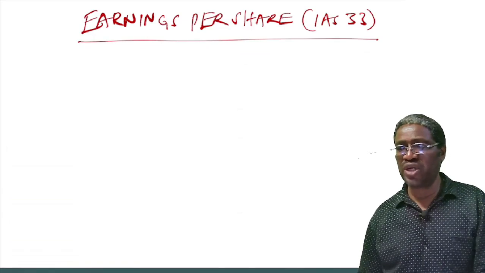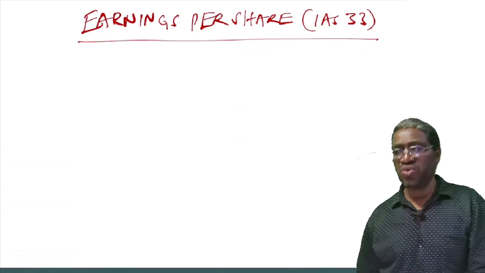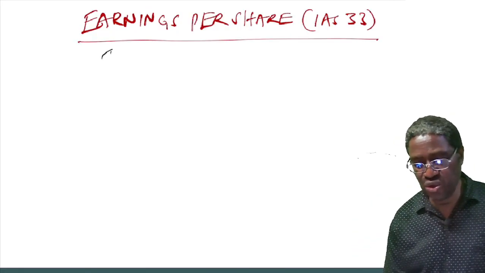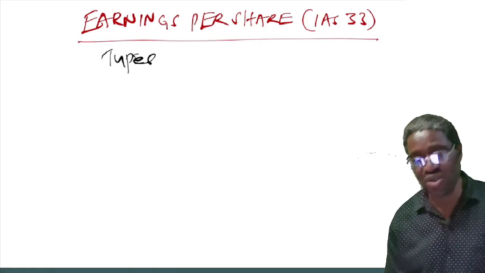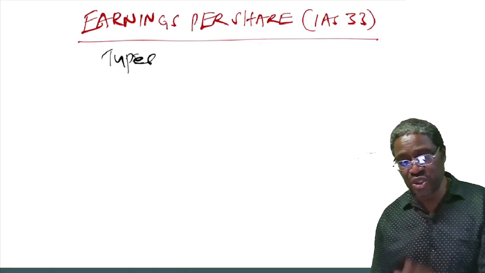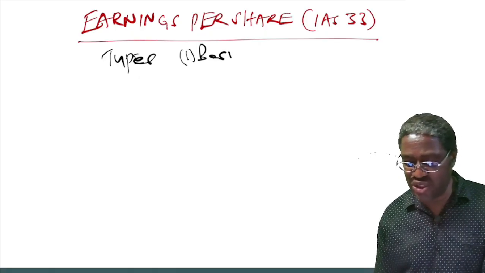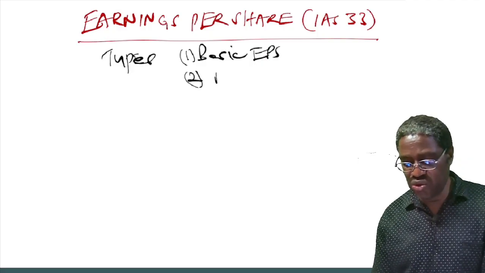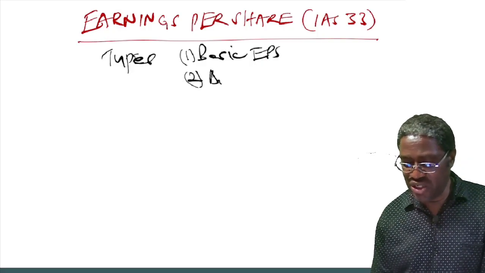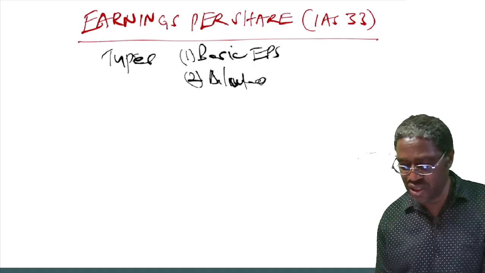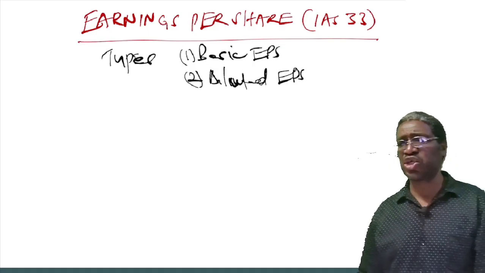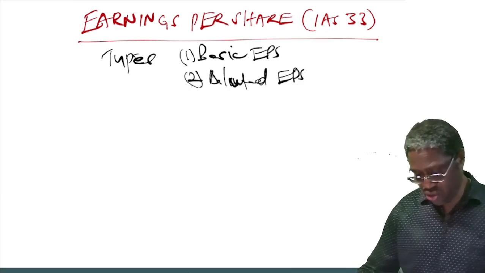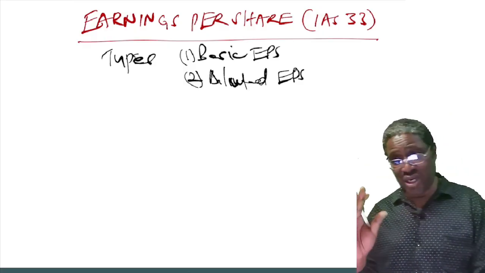Let me review the topic. You know that there are different types of earnings per share. One type is the basic earnings per share. That one is what you should know. And number two, we also have diluted earnings per share. Those are the two earnings per share that the examiner would normally require you to calculate. So I want to remind you how to calculate them.